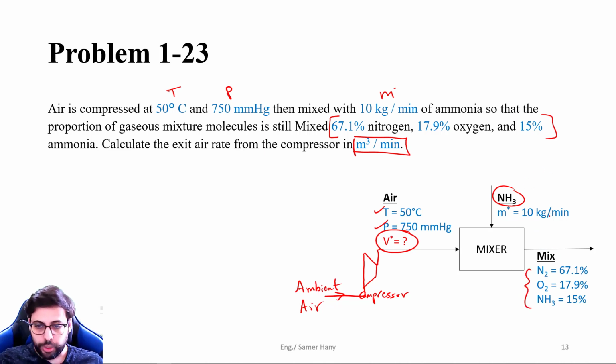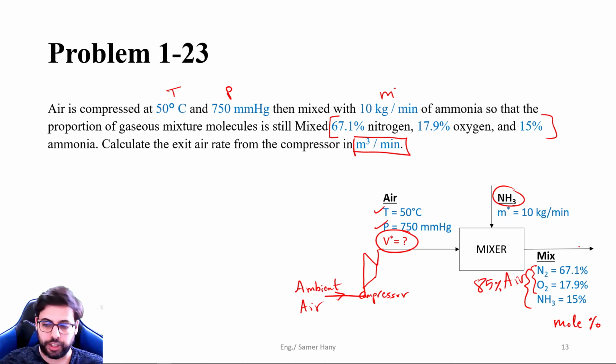Okay, so where did the nitrogen and oxygen come from? These two are actually the air, but just split out into the components of the air. We always assume that the air is just like 80% nitrogen and 20% oxygen. Okay, so this is actually saying that the mixture has 85% of air and 15% of ammonia. Of course, this is in mole percent. Okay, if the problem doesn't say otherwise, or that this is a mass or weight percent, we can assume that it's by default mole percent.